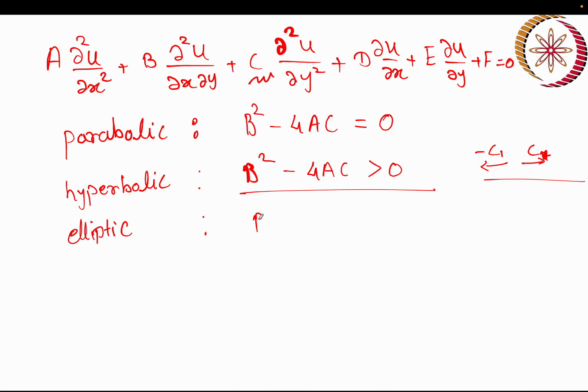And in the elliptic case, b square minus 4ac will be less than 0. In this case there is no direction in which the wave will be propagating, and that's why you can say it is equivalent to propagating in all directions. So that is the elliptic case, where the solution at any point will be influenced by all the points surrounding it.